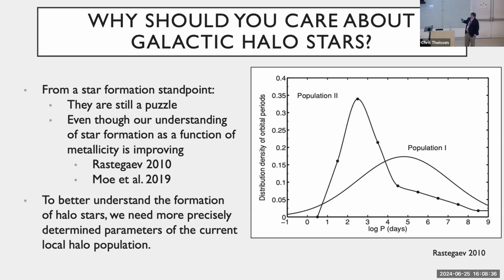But you may have caught a couple of words in there that may have sounded like we aren't being complete. I said solar type a lot. And as we all know, and as we're going to hear in a couple of minutes, M stars are the most numerous star in the galaxy. And so to better understand the formation of the halo stars in general, we need to really include M stars in the galactic halo into this analysis.